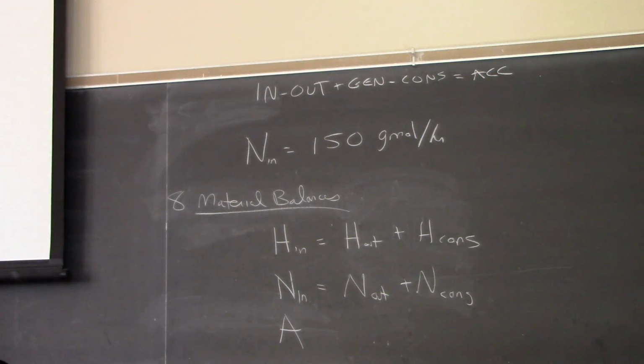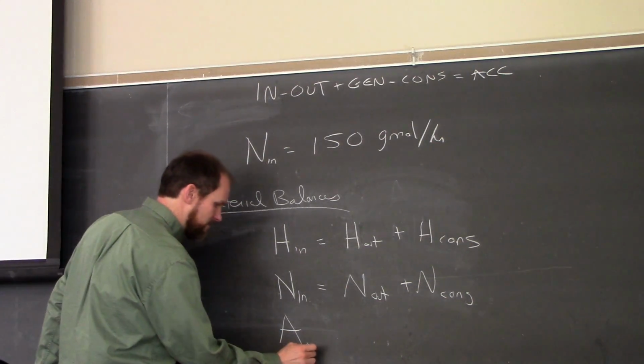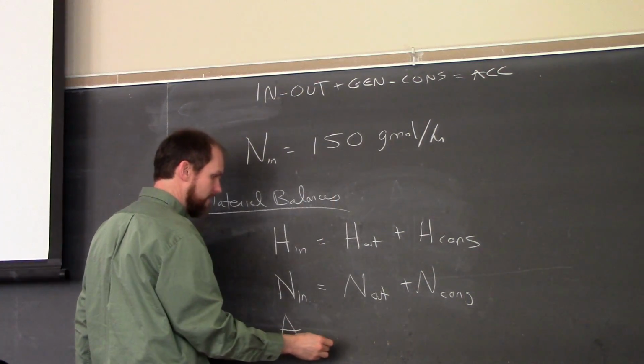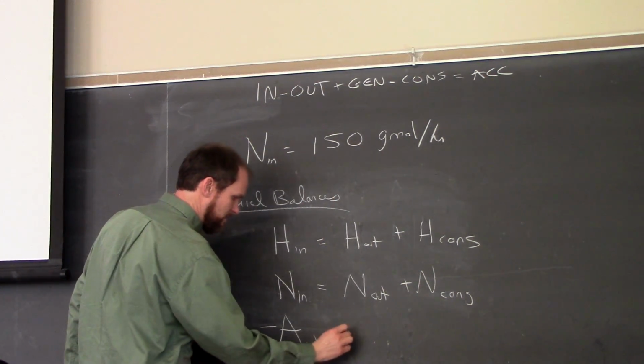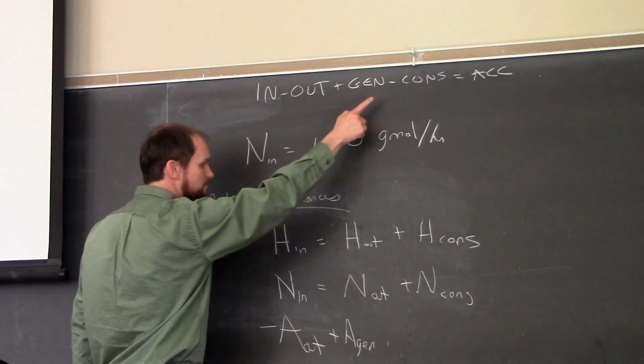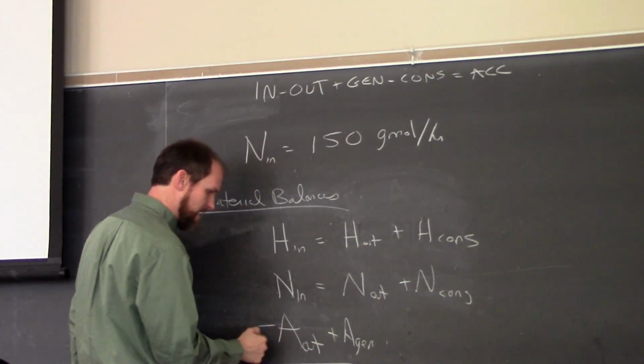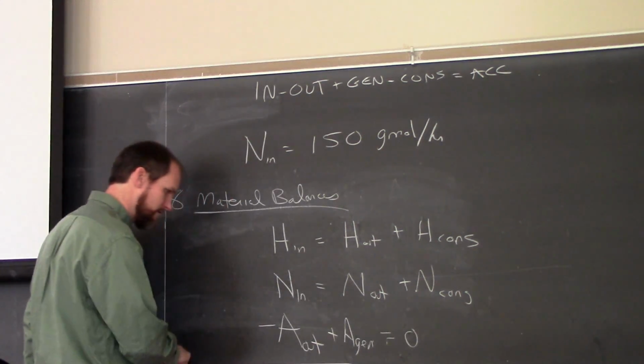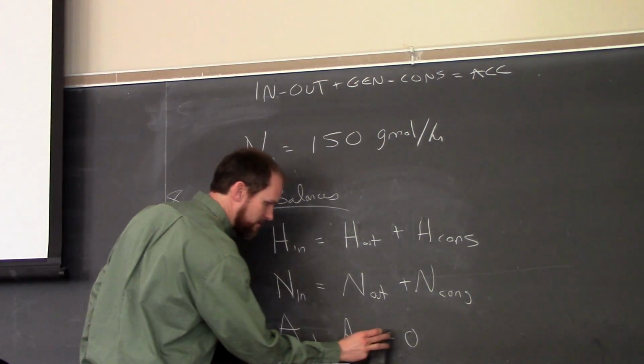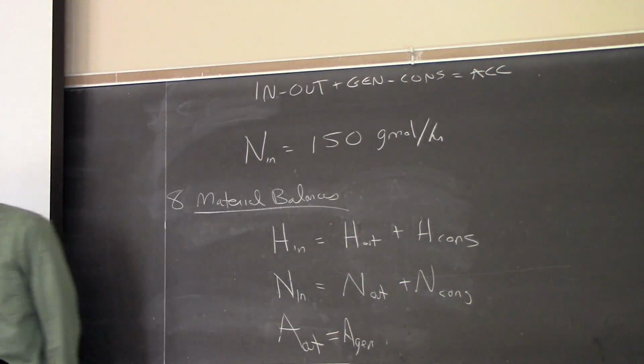What's the material balance on ammonia? What's in for ammonia? 0. Out, generation, consumption 0, accumulation 0. So minus A out plus A gen equals 0, or A out equals A gen.